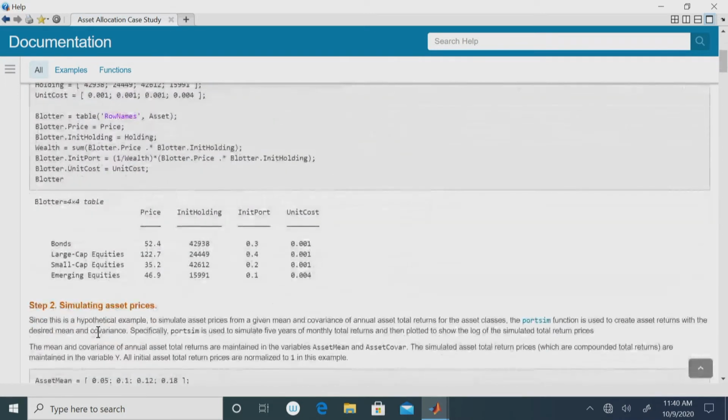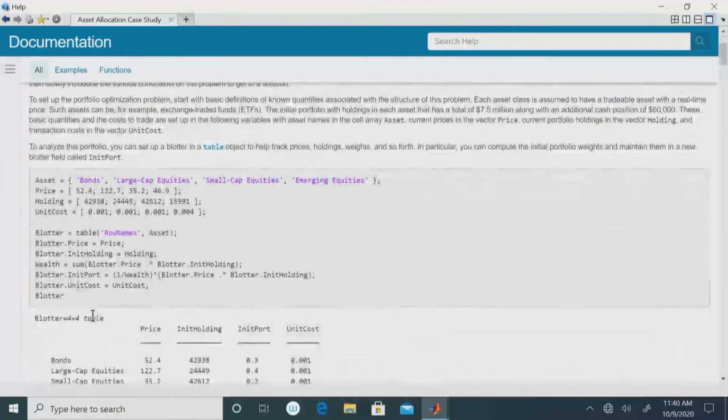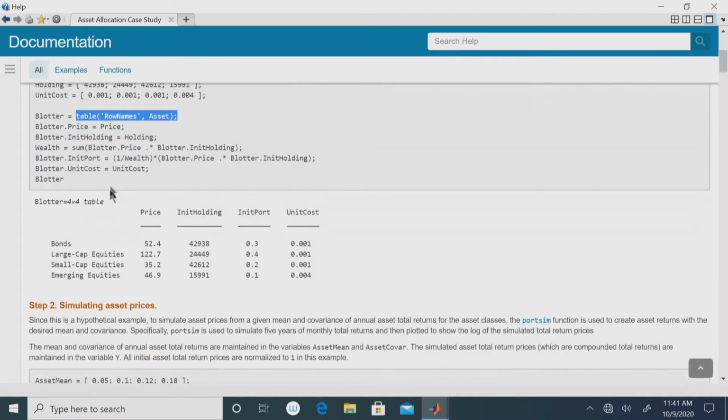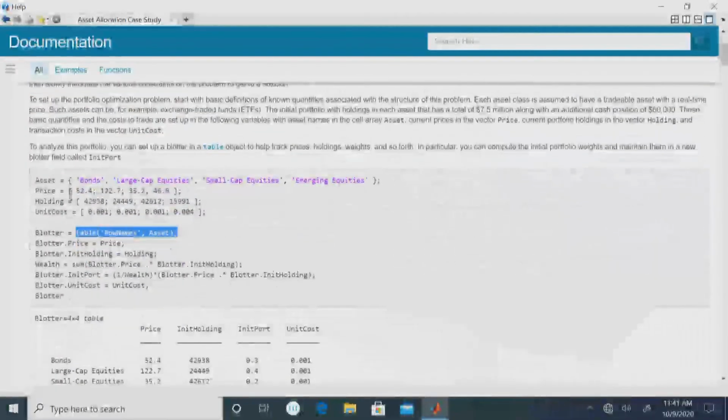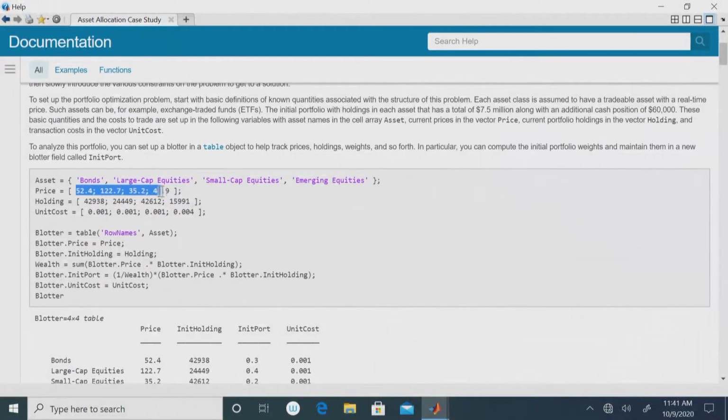Now, we create a blotter. So, blotter literally means a record of the trade detail. So, in the blotter we create a table whose first column is going to be the row names. The second column, which we identify as blotter dot price, is going to be the price. So, it is going to be this column vector of these 4 quantities. The third command that you have here is the blotter initial holding, and this is equal to the holding. So, this is the initial number of units of each asset that you are holding.